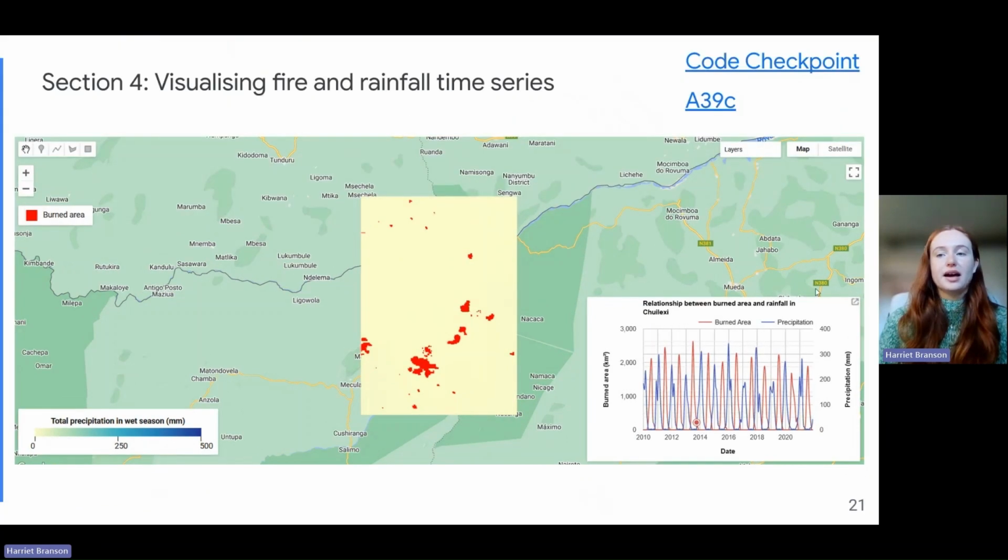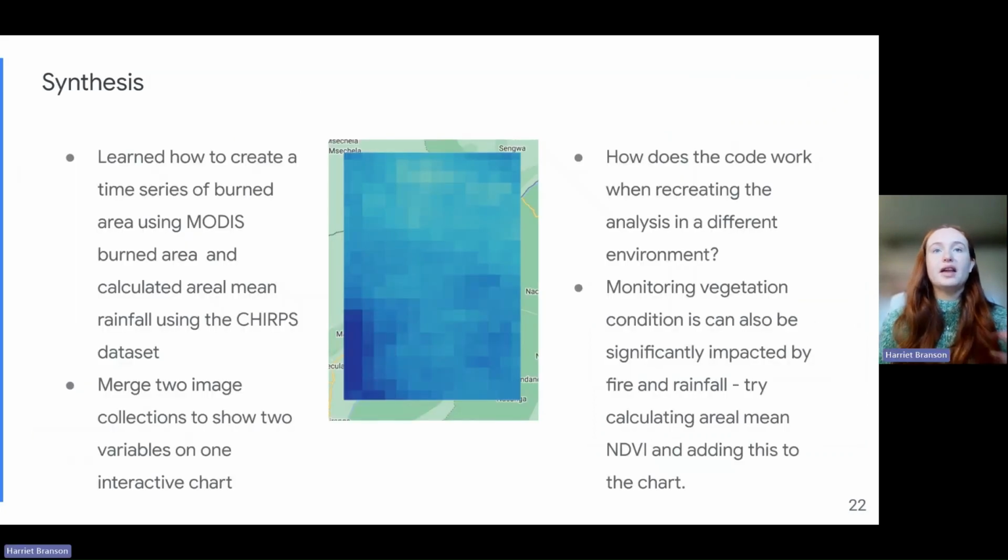So going back to our slides, we can reflect a little bit on what we've learned in this chapter. So we started by creating a time series of our burned area dataset. We used the global MODIS burned area product to do this. We then utilised the long archival CHIRPS dataset to calculate aerial mean rainfall. And then we graphed total seasonal rainfall using the time series chart.